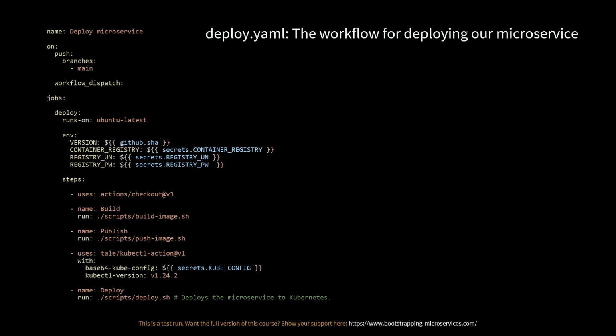This procedure that we're using here in the workflow, running 3 shell scripts, looks the same as what we have done locally, except that by including them in the workflow, our deployment will now happen automatically. Each and every time we push code changes to GitHub, it's going to deploy our microservice to Kubernetes automatically for us.